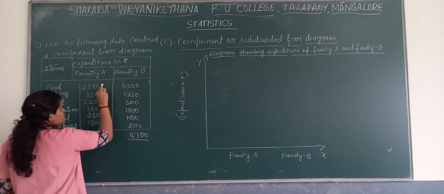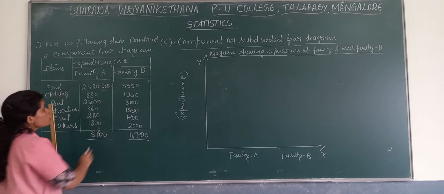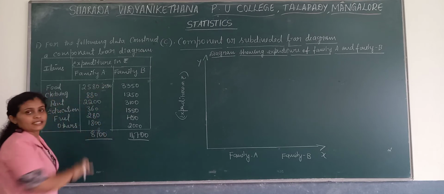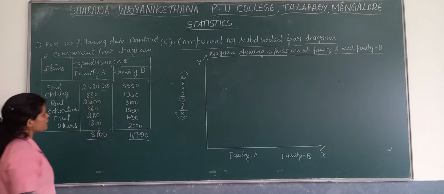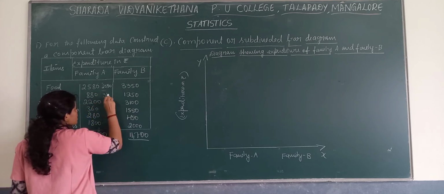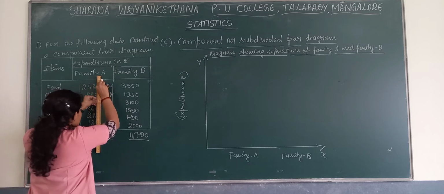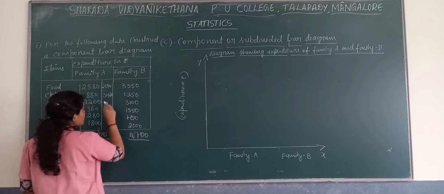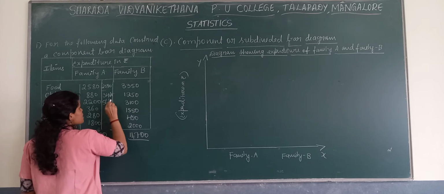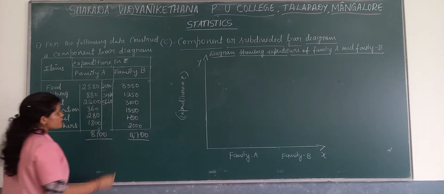Here the first value we represent as 2580. Next, 2580 plus 880. We need to make cumulative values: 2580 plus 880 is 3460. Then 3460 plus 2200 is 5660. Then 5660 plus 360.